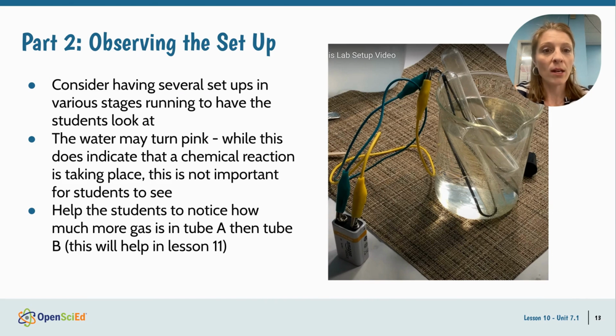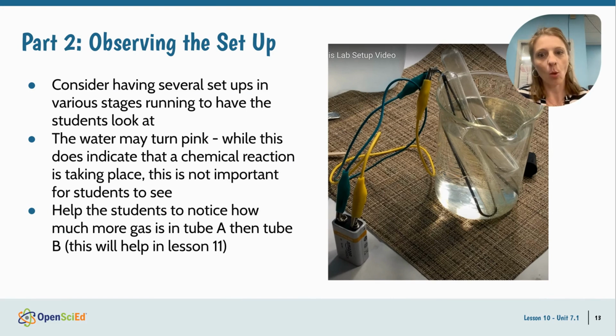In part 2, when you have the students observe the setup, consider having several setups in various stages running for the students to look at. This way they can see what's happening at the different stages. You can see the water levels going down, and it also helps the students to see the amount of gas being produced. You really want to help the students notice, don't tell them the answer, but help them notice that gas A, or gas with the tube A, has much more gas in it than tube B, because that's going to help you in lesson 11.